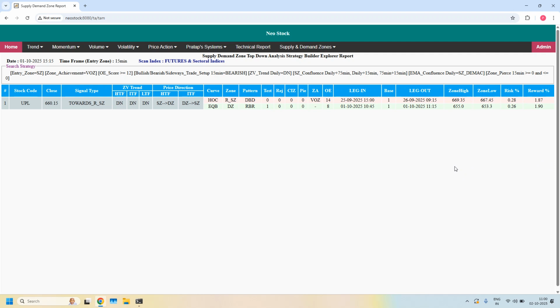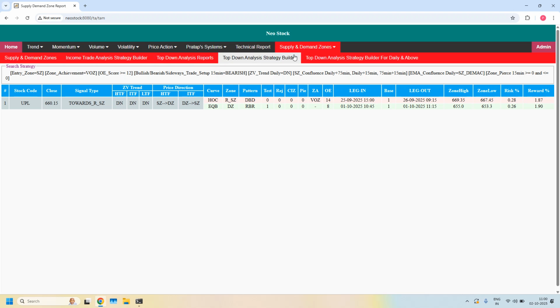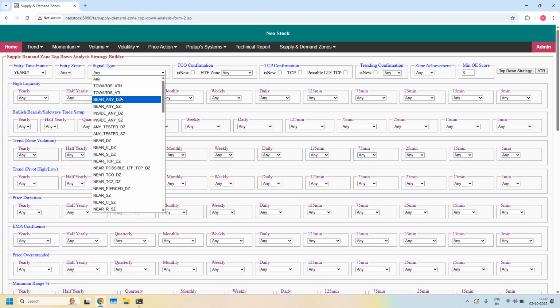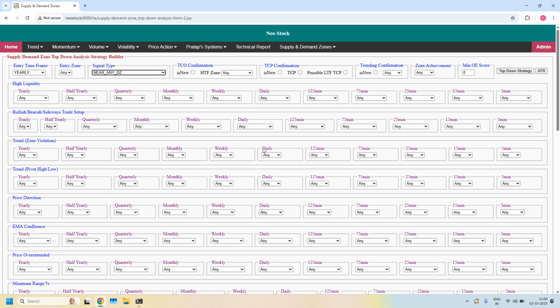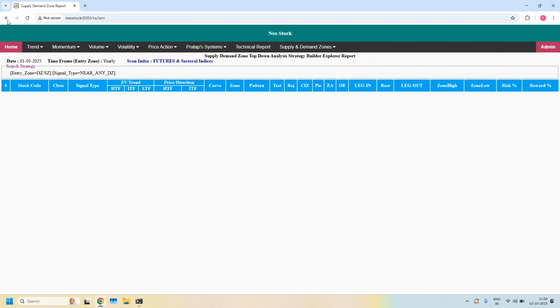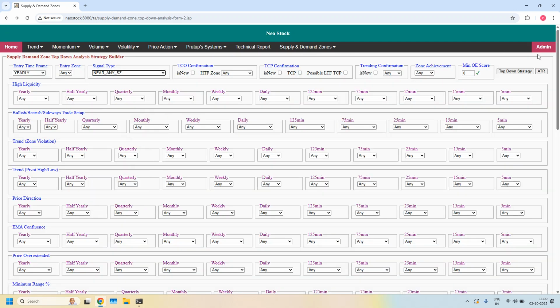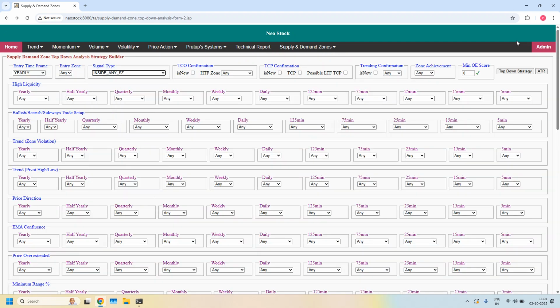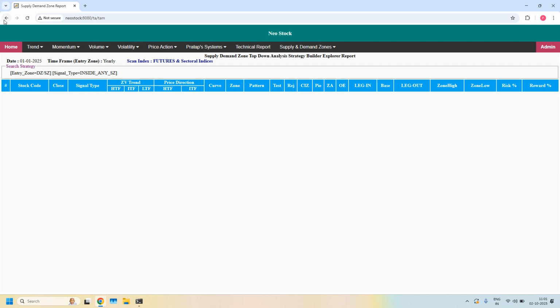So we have completed sideways, bullish and bearish trade setups. Next, finding stocks near demand and supply zones, starting with yearly time frame. Stocks near yearly demand zone, no stocks. Stocks near yearly supply zone, no stocks. Price closed inside the yearly demand zone, we got 4 stocks. Next, price closed inside the yearly supply zone, no stocks.